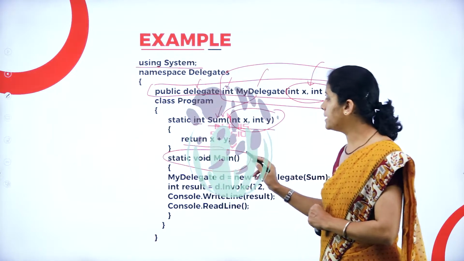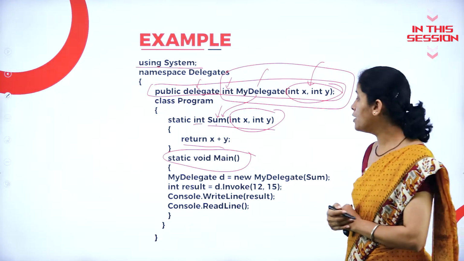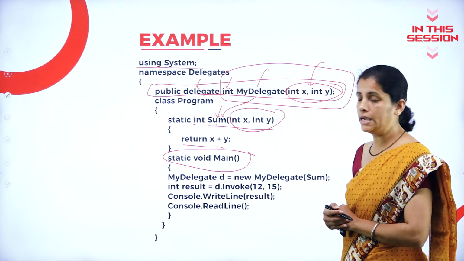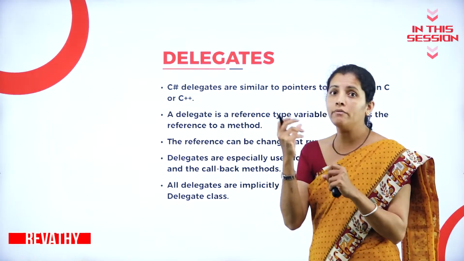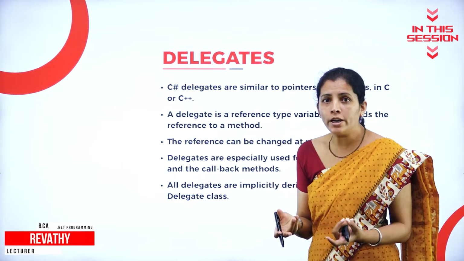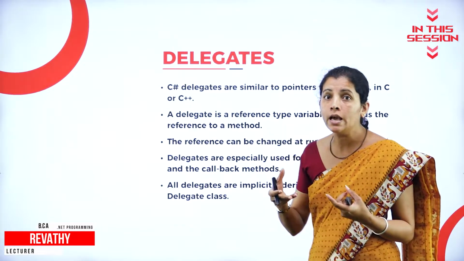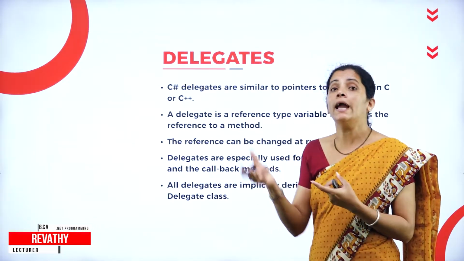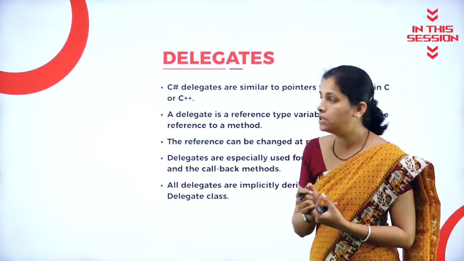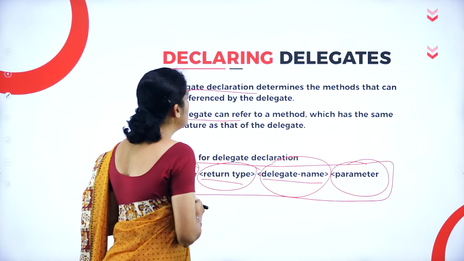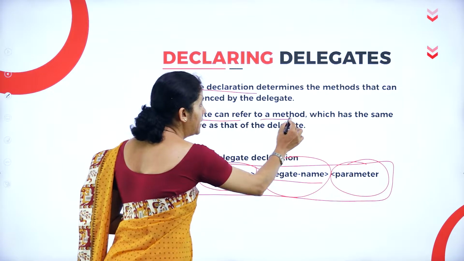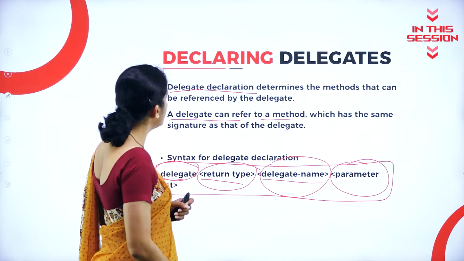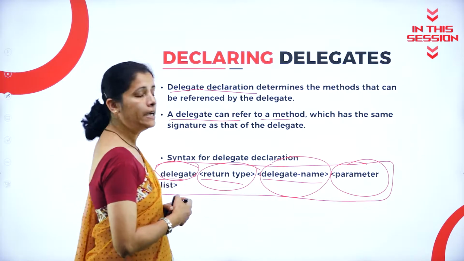Inside the main method, I'm going to create the object of the type delegate. Instead of pointing the variables, what I'm going to point here? I'm going to point the method. That's nothing but the address of the method. The delegate name can refer to a method which has the same signature as the delegate.